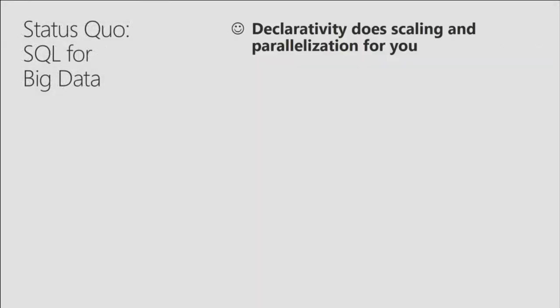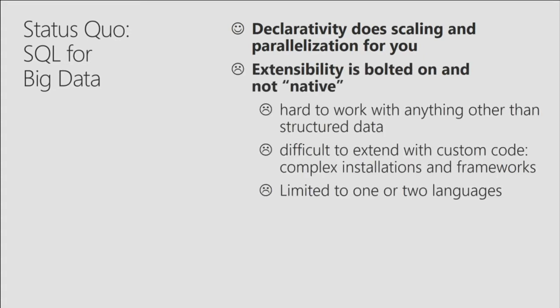So if you look at existing languages such as SQL languages for big data processing, they give you the ability to do scale out and parallelization because they're declarative. You say select star from where, etc. So the system knows how to scale that out. You don't have to worry about that. But they are not really easy to extend.